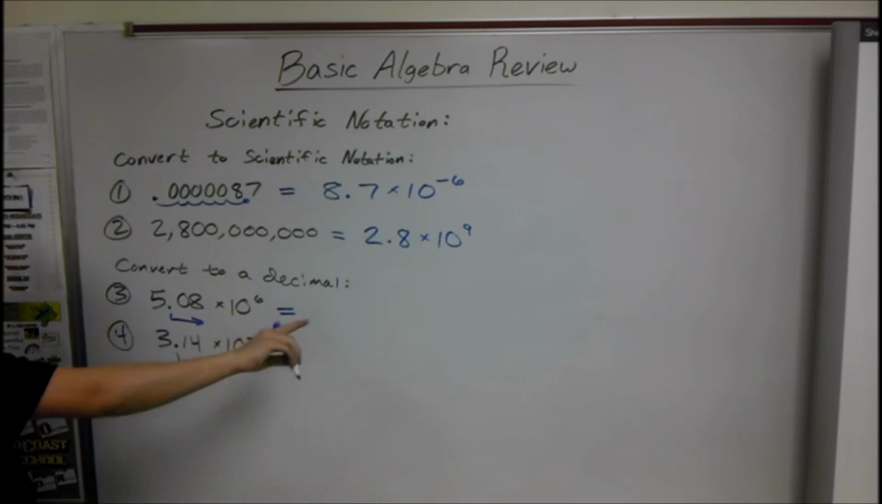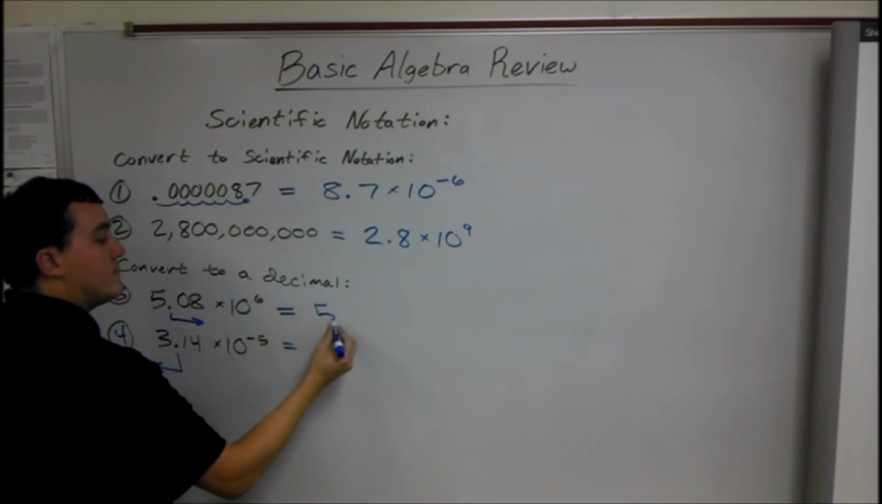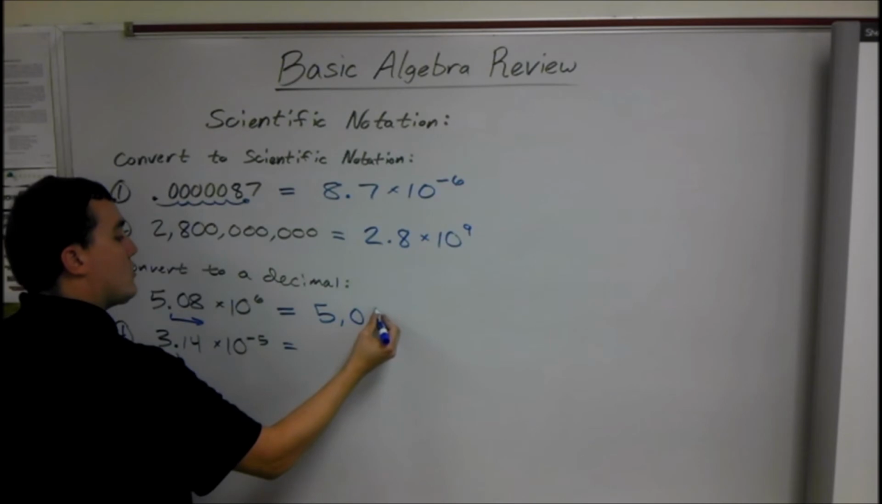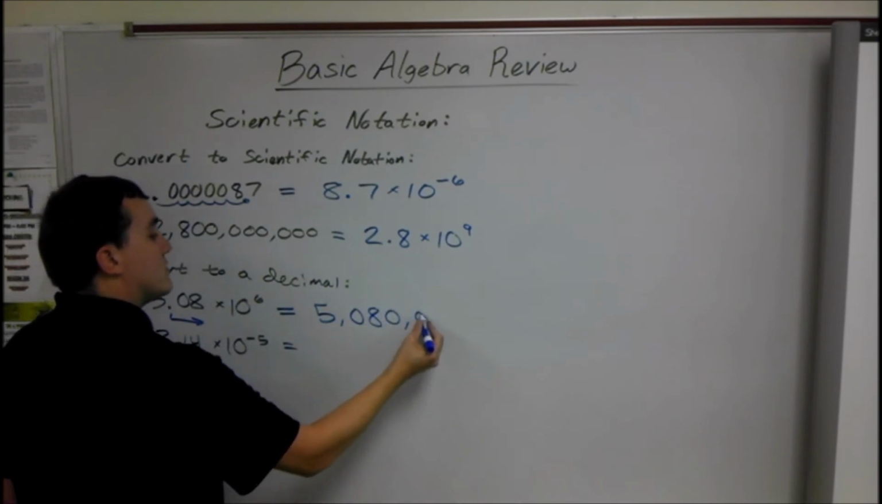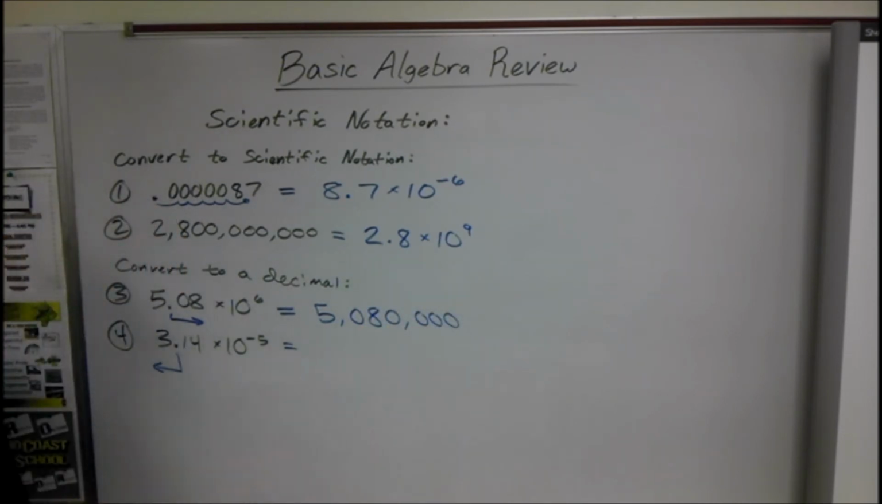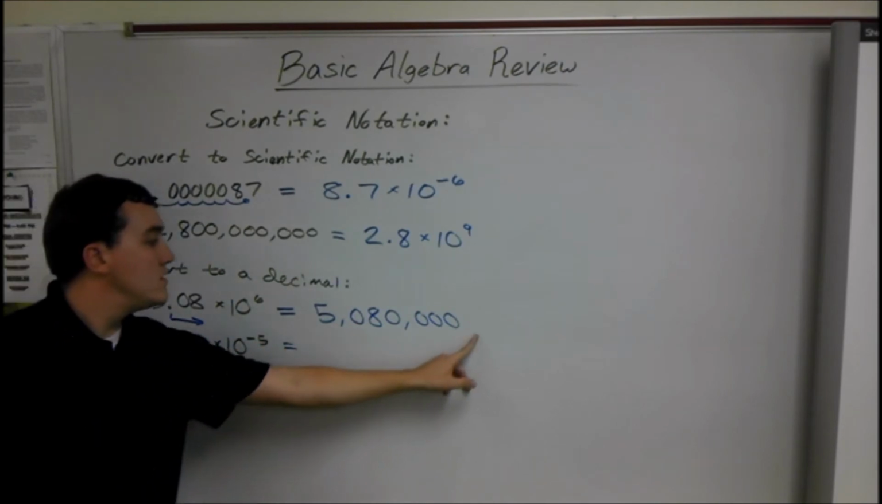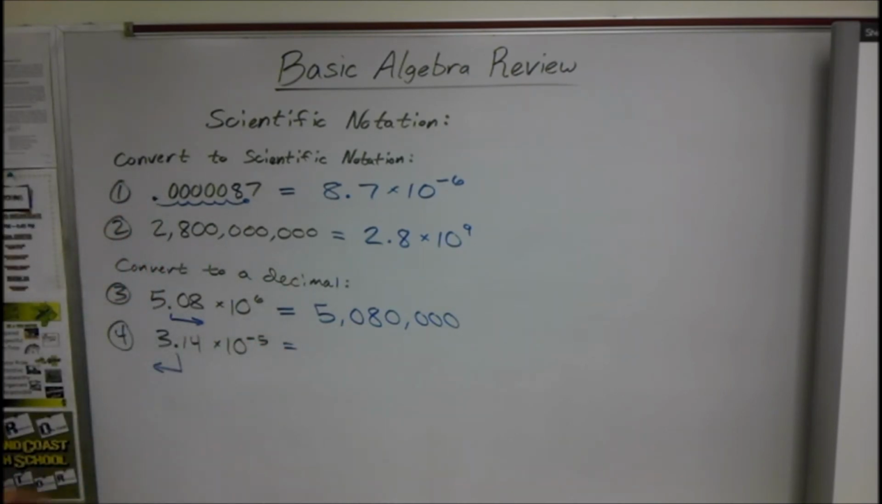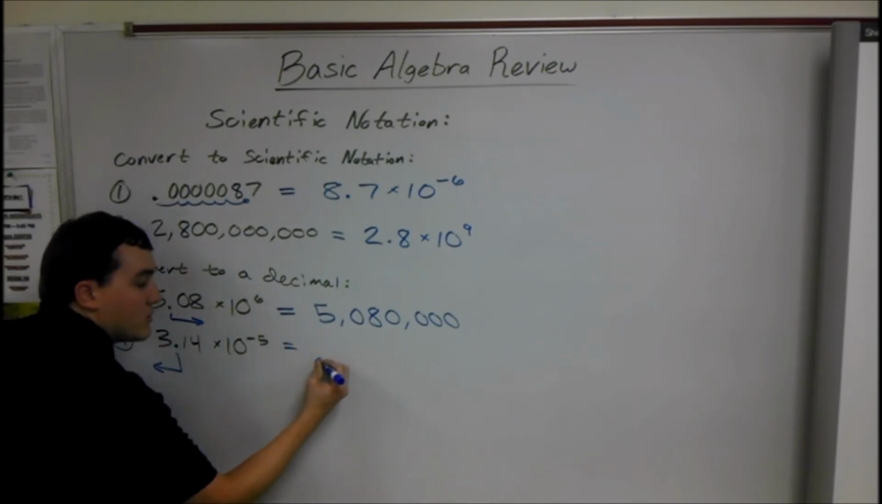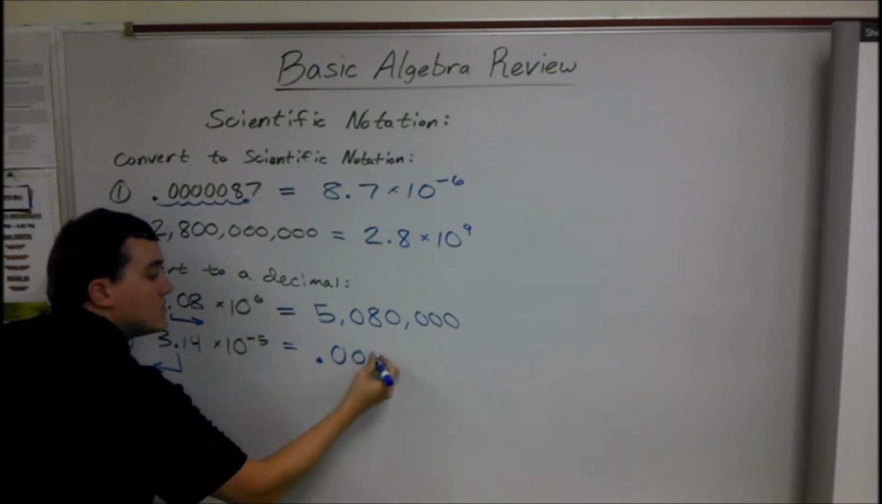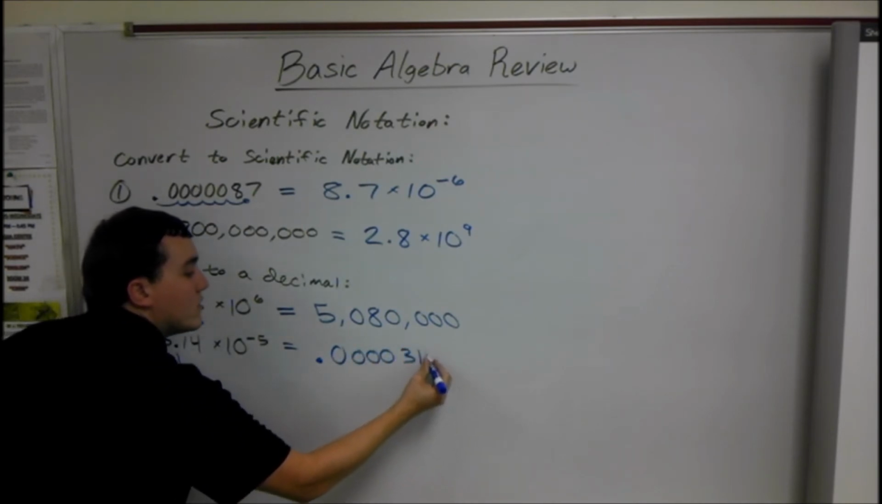So here we move it 6 places. So it's going to be 5, 0, 8, 0, 0, 0, 0. Moved it 6 places to the right. Here, we're moving it 5 places to the left, so it's going to jump to 3. It's going to move 4 more places, so the decimal is going to be 4 zeros before the 3, 1, 4.